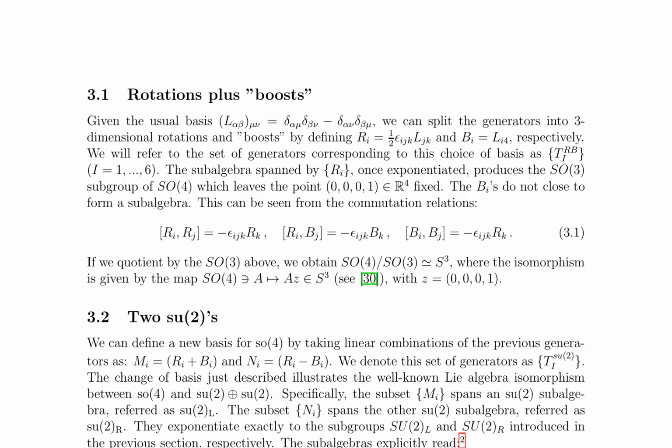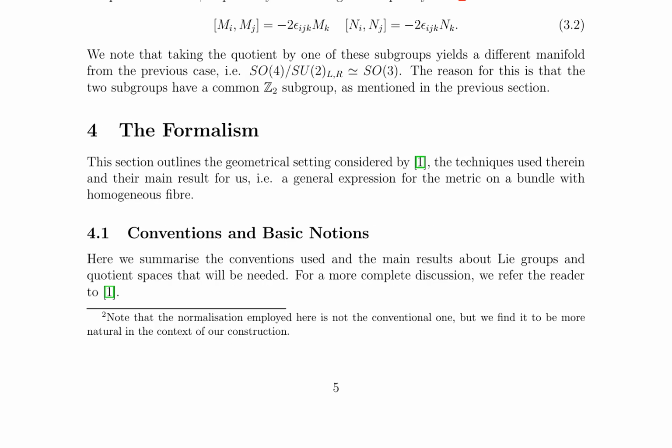The quotient spaces associated with these subgroups are discussed, including SO4/SO3 asymptotically equal to S3 and SO4/(SU(2)_L×SU(2)_R) asymptotically equal to SO3. The section concludes by outlining the geometrical setting and main results from section 1, including the general expression for the metric on a bundle with homogeneous fiber.